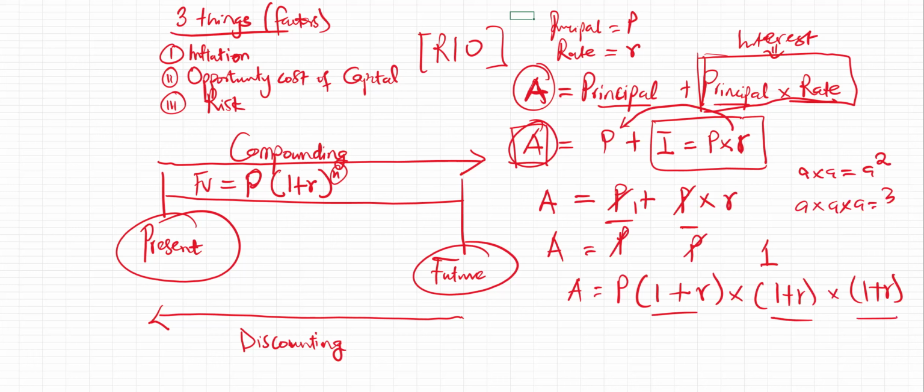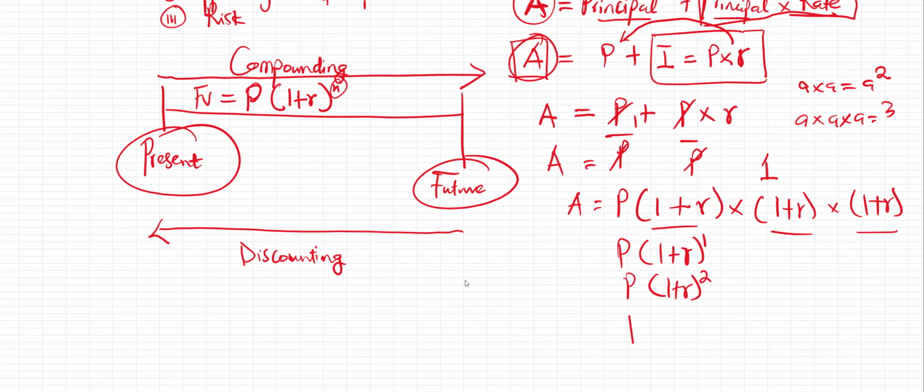Hence, we have P times 1 plus R raised to the power of 1 if you're in the first year, which is this one here. So that is the amount in the first year. If you multiply by this again, it becomes P times what? 1 plus R raised to the power 2. Are you guys getting it? If you do it again, P times 1 plus R raised to the power 3. So P times this means P times 1 plus R appearing 3 times. Does it make sense?